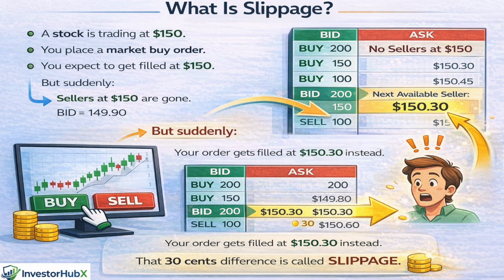But suddenly, sellers at $150 are gone. The next available seller is at $150.30. Your order gets filled at $150.30 instead. That 30 cents difference is called slippage.